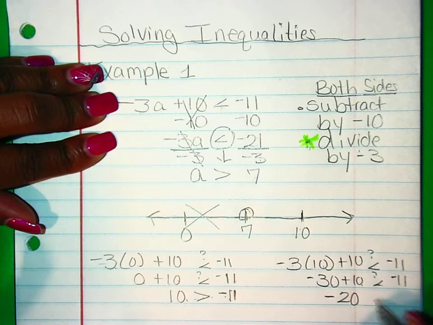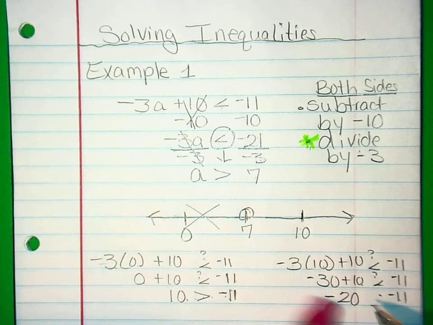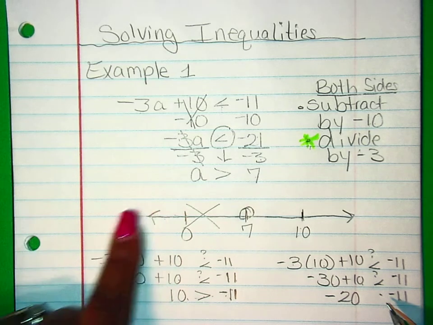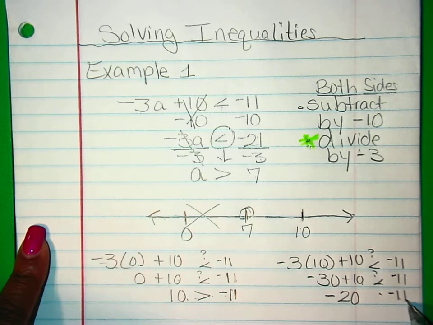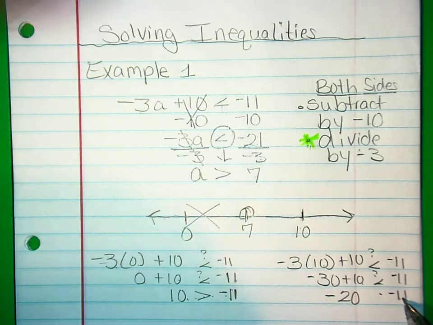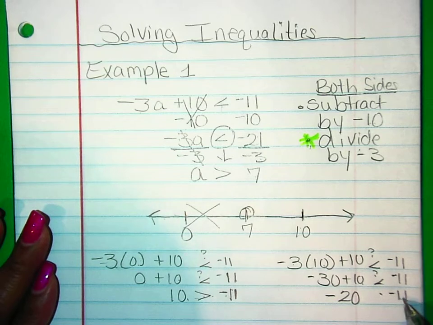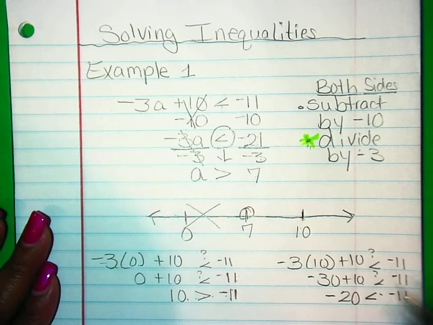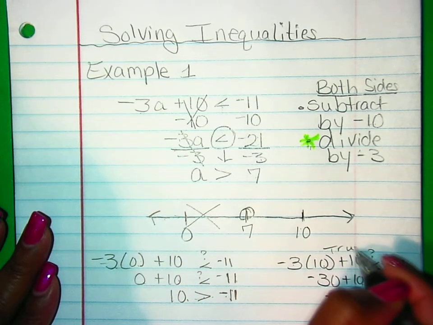20, is it less than negative 11? Is negative 20 less than negative 11? Remember, negative 20 is farther to the left on the number line than negative 11. Negative 11 is closer to 0. Therefore, negative 20 is less. So this right here is true.